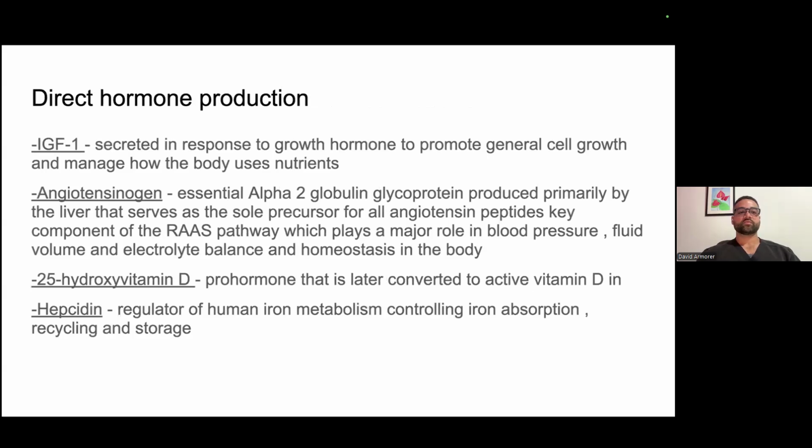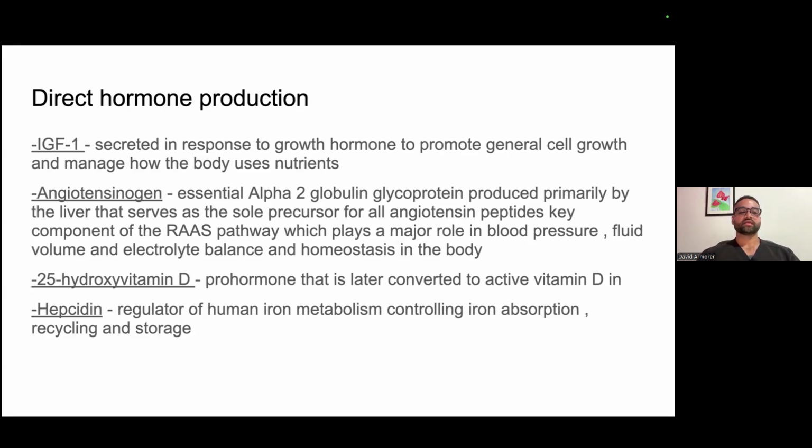So the direct hormone production from the liver, you have IGF-1, which is secreted in response to growth hormone to promote general cell growth and manage how the body uses nutrients. Then you have angiotensinogen, which is an essential alpha-2 globulin glycoprotein produced primarily by the liver that serves as a precursor for all angiotensin peptides, which is a key component of the renin-angiotensin-aldosterone pathway, which plays a major role in blood pressure homeostasis. As well, fluid volume and electrolyte balance in the body.